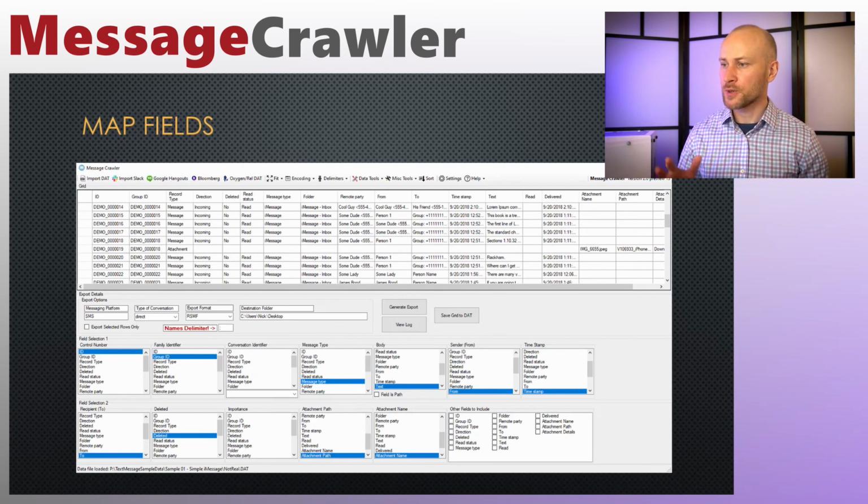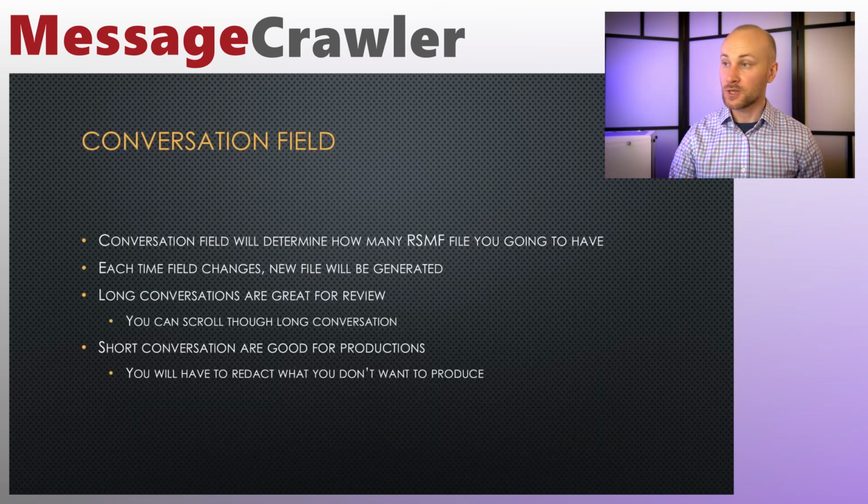Now on the screen here, we see that the Importance field is not mapped to anything because this was not supplied in this DAT file, which is okay. And also Conversation Identifier hasn't been mapped because there is no good field to use to group conversations together.